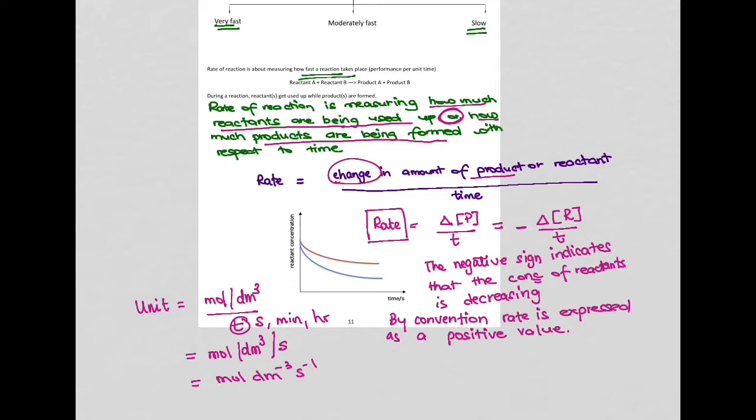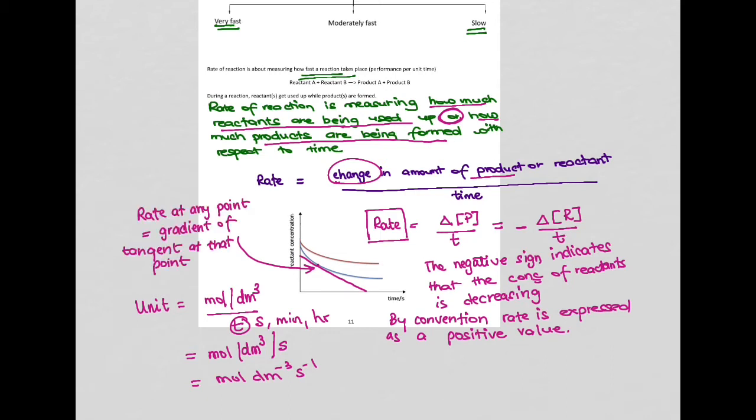Now, how do you find the gradient at a particular point, relating to your maths class? If you want to find the gradient here, you simply draw a tangent. So the rate at this point would be equal to the gradient of the tangent at that particular point.